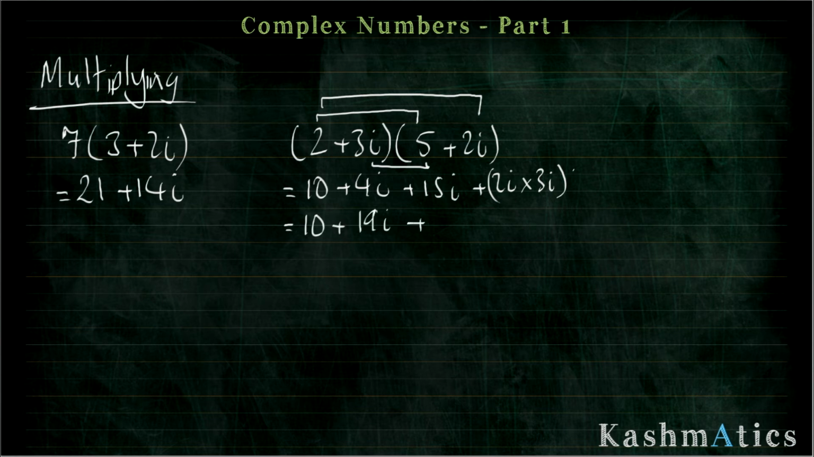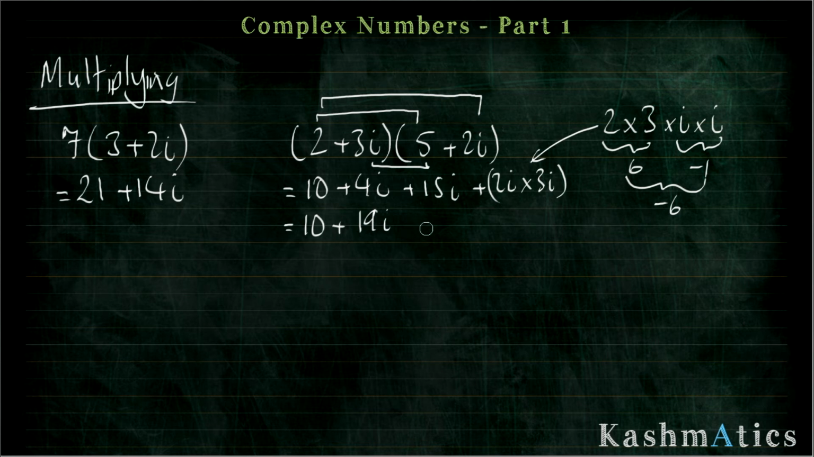Now let's just consider this a bit more closely. You've got 2 times 3 multiplied by i multiplied by i. This bit here makes 6, but this bit here is going to be i squared, which is minus 1. So the whole thing becomes minus 6. So this here would become minus 6, not a plus 6. Let's just get rid of this plus. That'd be a minus 6. And this is where people slip up. So this would be 4 plus 19i.